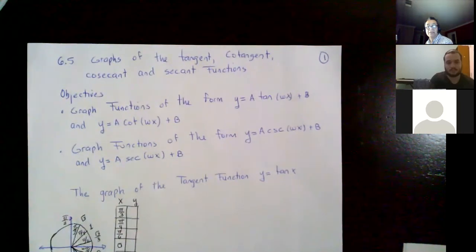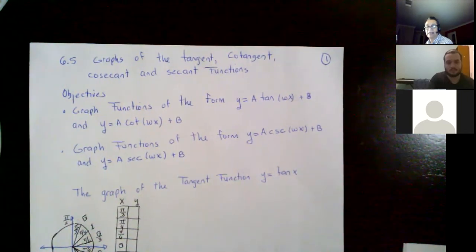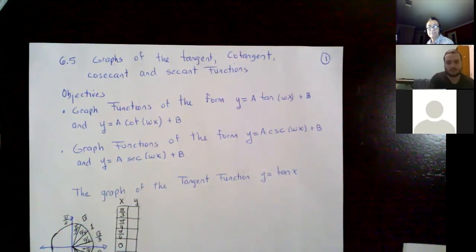Notice the objectives: graph functions of the form y equals a tangent of omega x plus b (omega x, not w), and y equals a cotangent of omega x plus b. The next objective is to graph functions of the form y equals a cosecant of omega x plus b, and y equals a secant of omega x plus b. So we're going to graph those functions now.